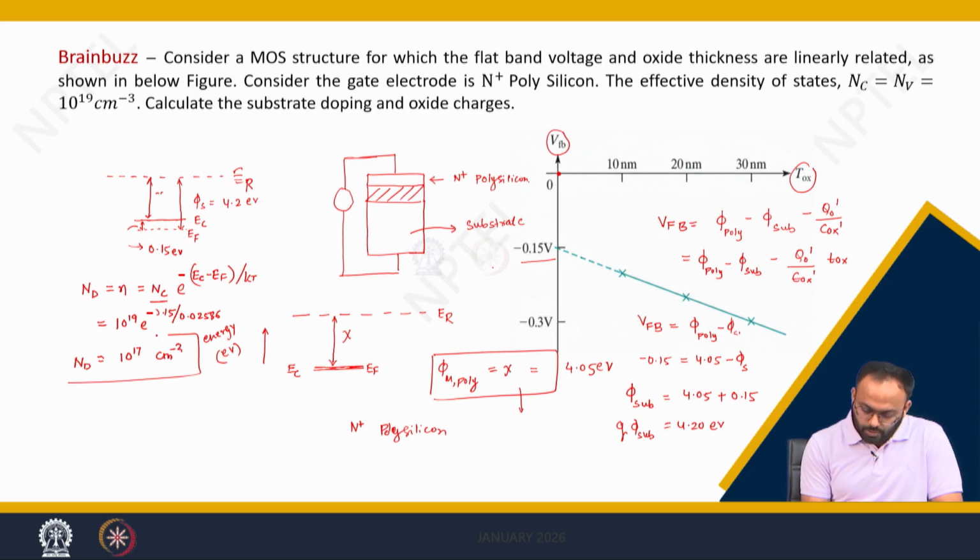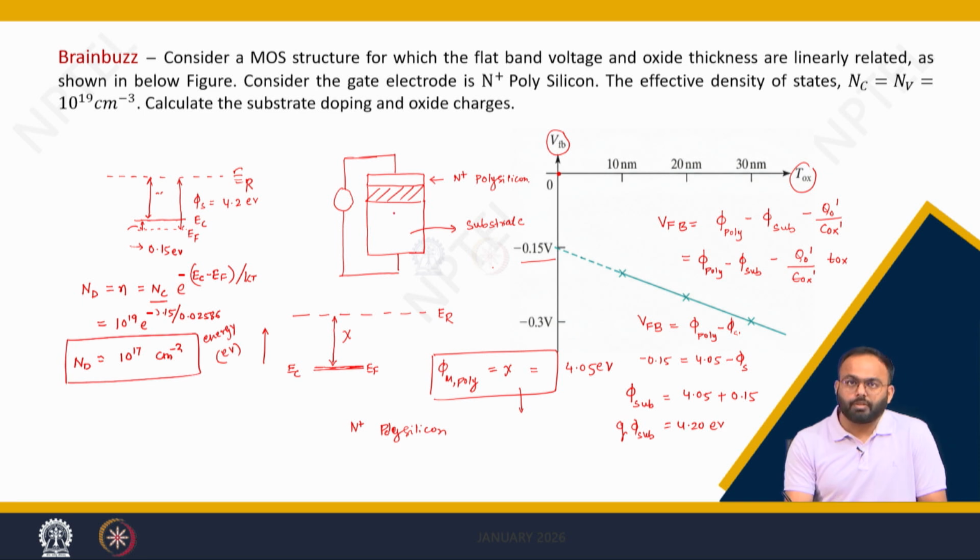So, we can conclude that the body of this structure with which we started our analysis is made up of N-type semiconductor having a doping of 10 to the power of 17 per centimeter cube. This is the polygate.